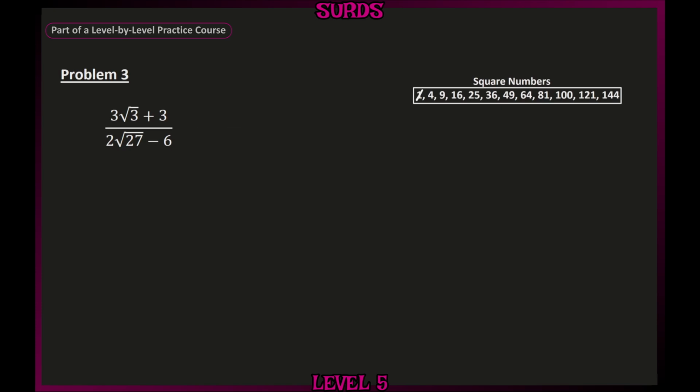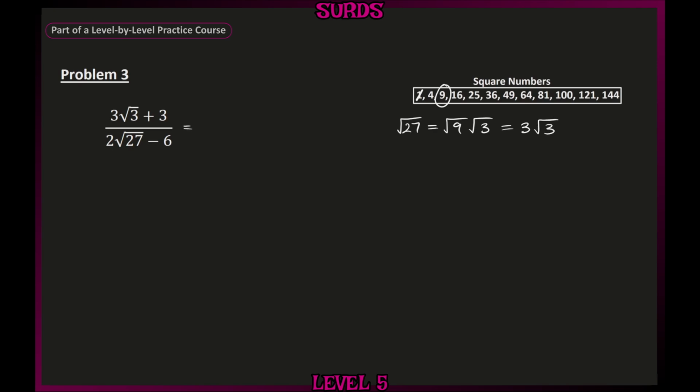An alternative approach to begin this is to first notice that the root 27 can be simplified, and actually rationalising then becomes easier if we have a smaller surd at the bottom. So I'm going to start by simplifying the root 27. So we know that 27 can be rewritten as 9 times 3, and 9 is a square number. So root 27 can be written as root 9 times root 3, and because the square root of 9 is 3, this becomes 3 root 3.